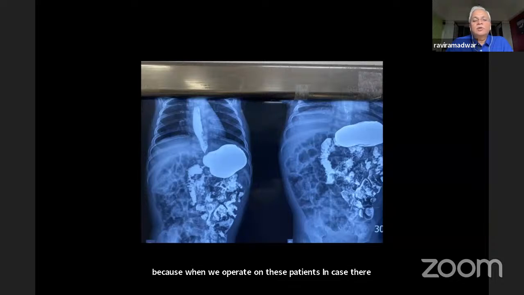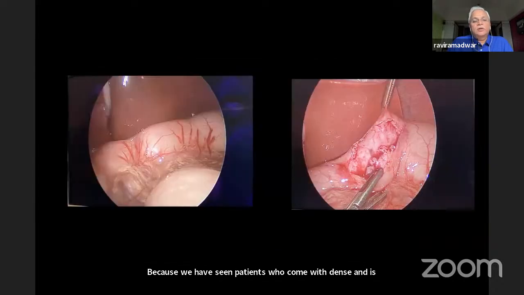And that is something which we want to avoid, because we have seen patients who come with dense adhesive obstructions and you just can't operate on them. So please avoid using barium. If at all you have to use one, use a water soluble contrast.